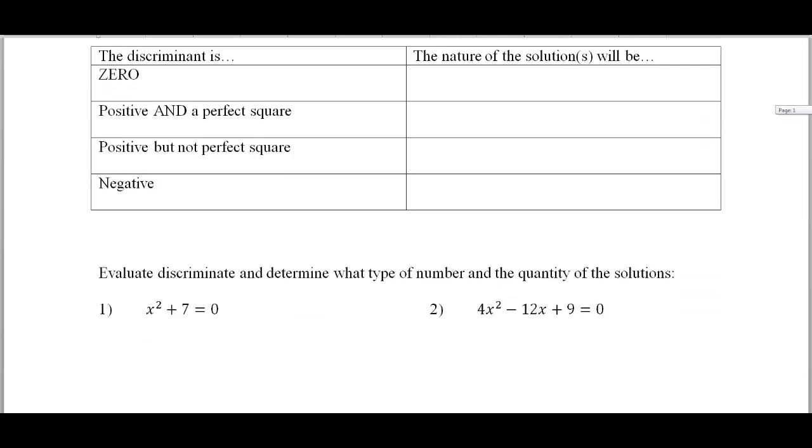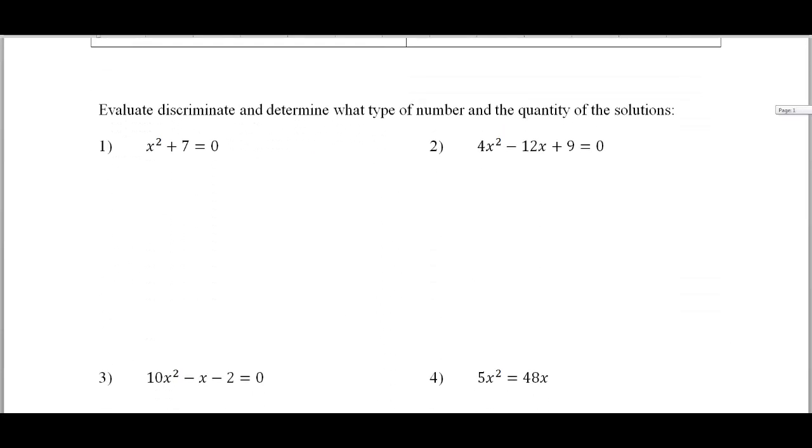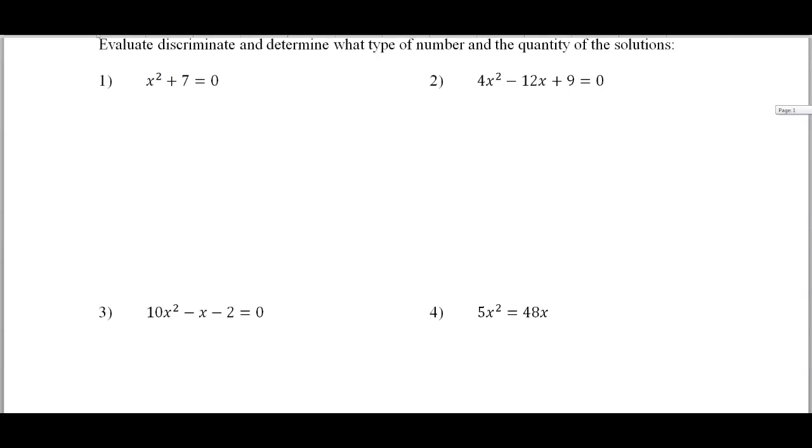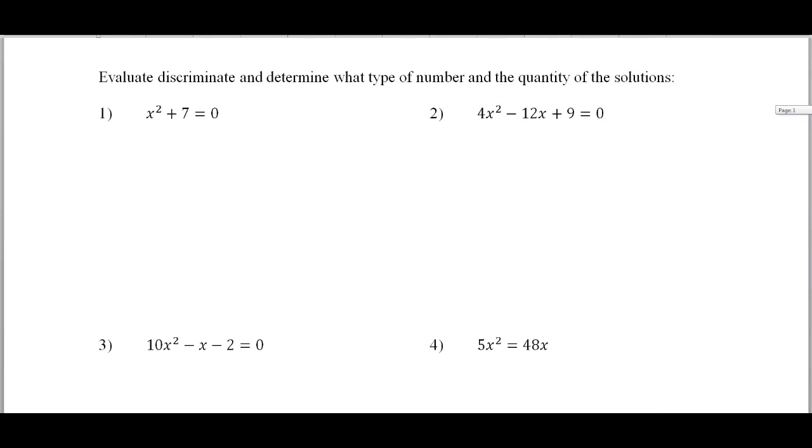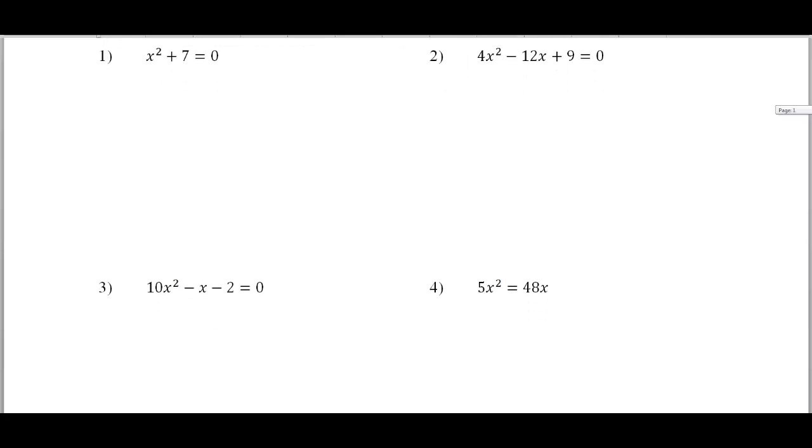So let's go apply that a little bit, and just by looking at problems 1 through 4 here, we're going to determine the type and also the number of these solutions. So we're going to figure out how many solutions they have, either 1 or 2 solutions, and also figure out if they are rational or if they're imaginary answers.